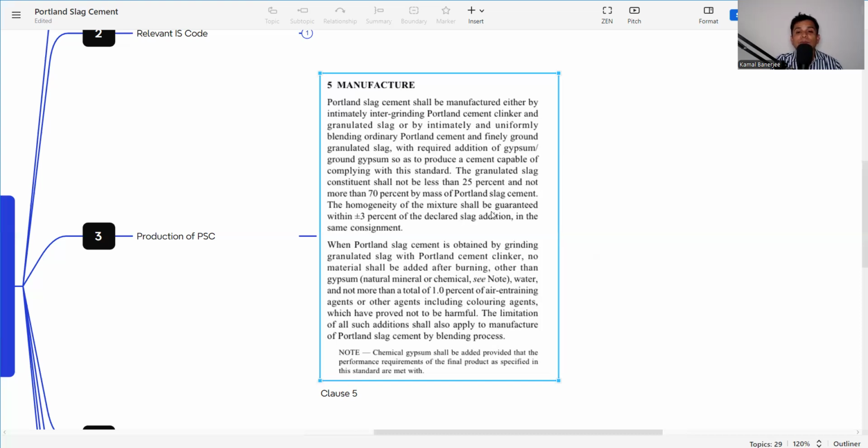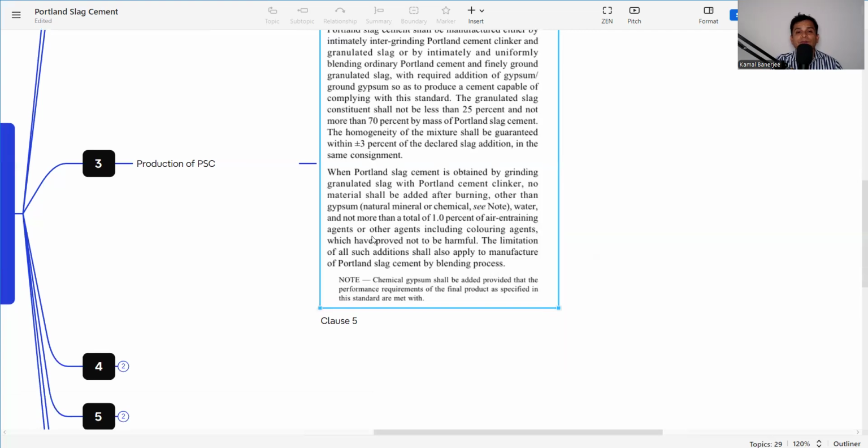The homogeneity of the mixture shall be guaranteed within plus minus 3%. Okay, that's the tolerance of the declared slag addition in a consignment. So this is the tolerance and this is the slag percentage. When Portland slag cement is obtained by grinding granulated slag with Portland cement clinker, no material shall be added after burning. So after burning starts, no material should be added.